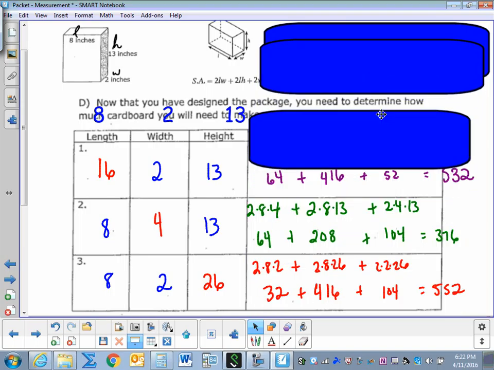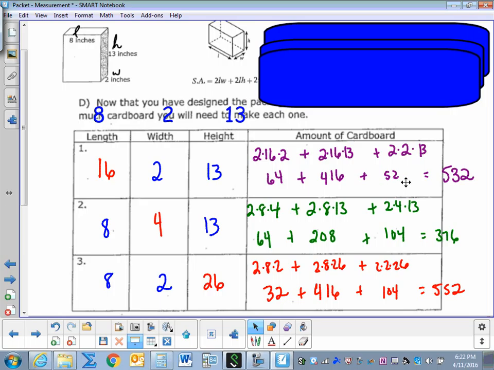So the first one requires 532 square inches. The second one requires 376 square inches. And the third one requires 552 square inches.